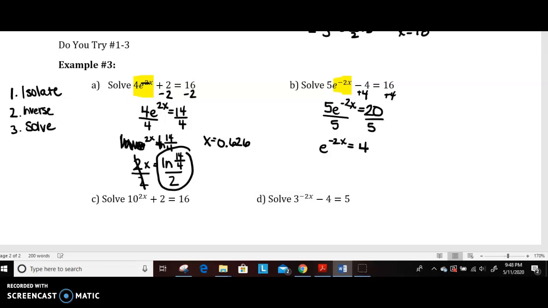All right, so now I got to get rid of this e. So I'm going to do the same thing I did before. I'm going to take the natural log of both sides. So when I do that, that e disappears. So I get negative 2x equals the natural log of 4. Then I got to divide by negative 2. So we're going to put this in my calculator to evaluate it for a number. You should get negative 0.693.